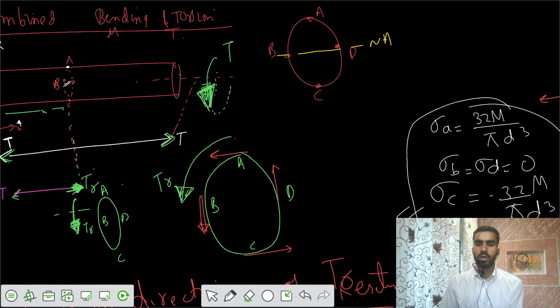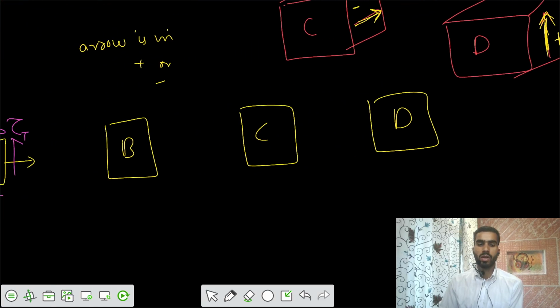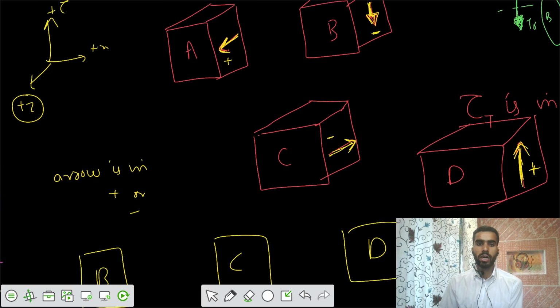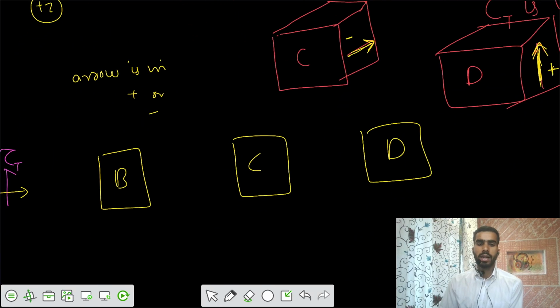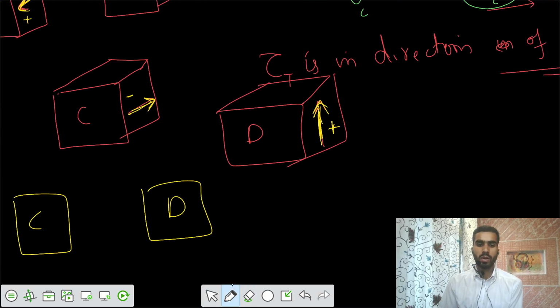For the neutral axis points, we have sigma 0. So B and D have stress 0 for sigma, but they have a tau value. For the point B we have a negative tau value, in this way. This is your tau, that's negative. And for the point D we have positive tau. This is your positive tau.